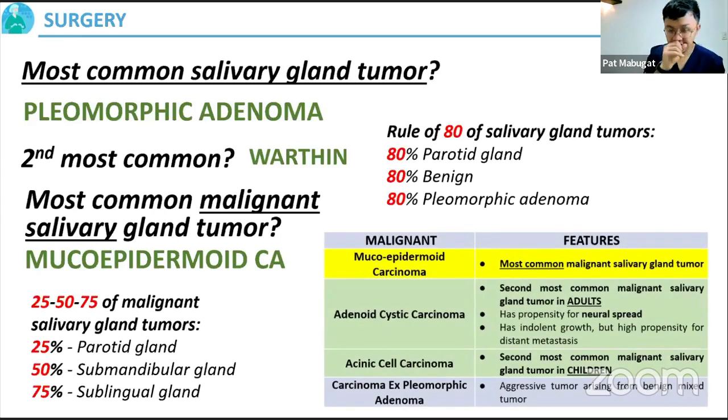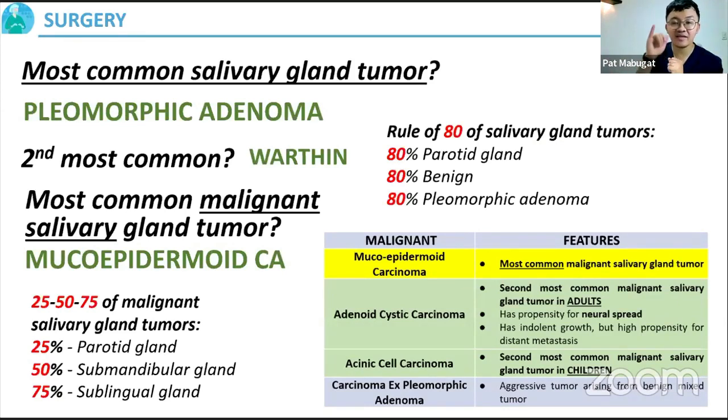So here's the table. I think this is in your handout also. Most common benign, pleomorphic adenoma. Second most common benign, that's Warthin's tumor. Most common malignant, that's mucoepidermoid carcinoma. Second most common malignant, we need to differentiate if it's adult or children. For adults, it's your adenoid cystic carcinoma. For children, it's your acinic cell carcinoma.